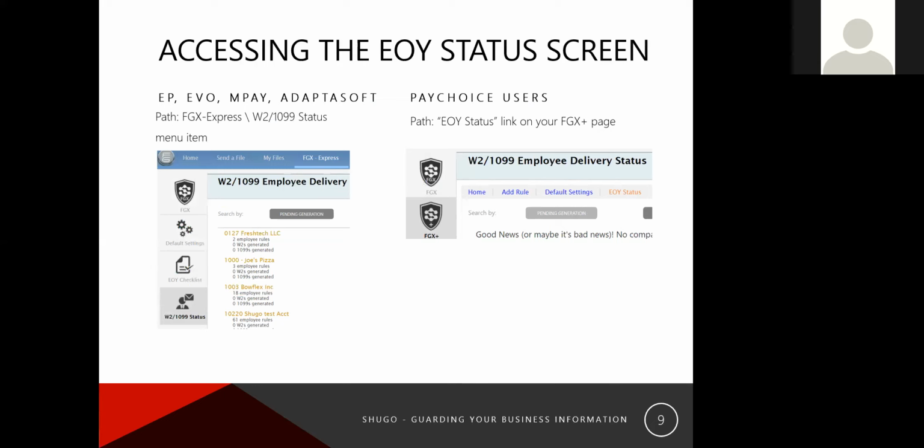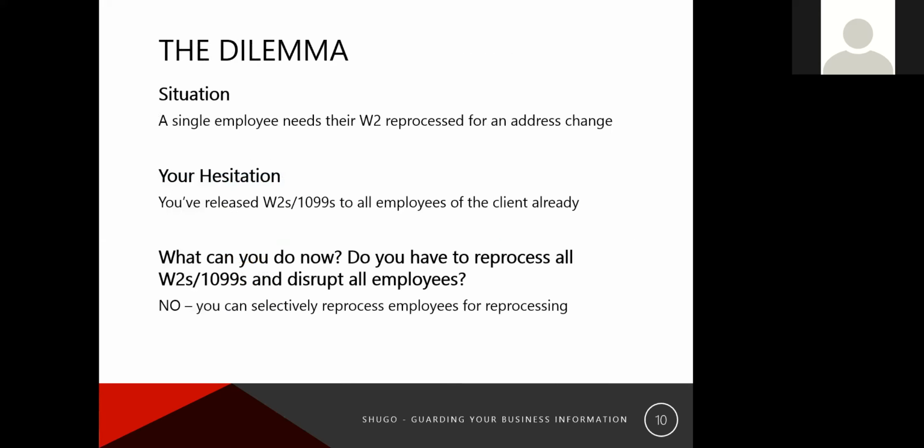So we always run into a situation, and I call it the dilemma. And the dilemma is this. A single employee needs their W-2 reprocessed for an address change. But you're scared because, geez, you've already released them out to all the employees of that company. Yikes. Does that mean when you regenerate the W-2s out of your payroll system, even though it's just for that one employee who needs the address change, every employee of the company is going to be affected? They're going to receive a second W-2? The answer to that is no.